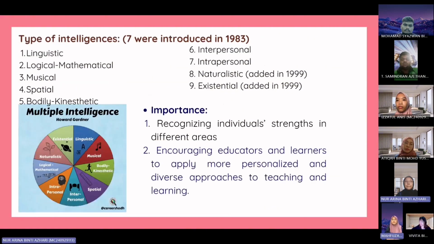So Gardner identified 9 types of intelligences. The first 7 were introduced in 1983: linguistic, logical mathematical, kinesthetic, spatial, interpersonal, and intrapersonal. Later in 1999, he added naturalistic and existential intelligence. This theory highlights 2 key points. First, it helps us recognize individual strengths beyond traditional academics. Second, it encourages educators and learners to use more personalized and diverse approaches to teaching and learning.